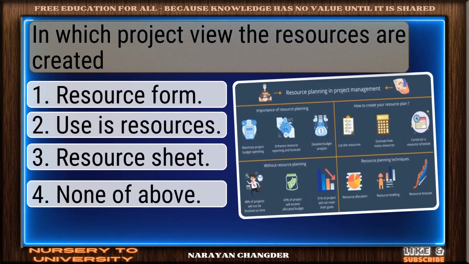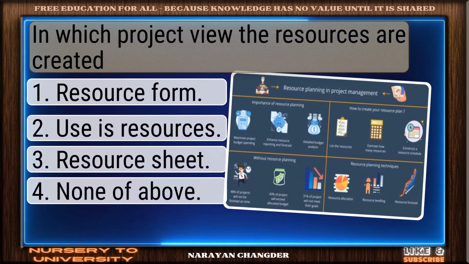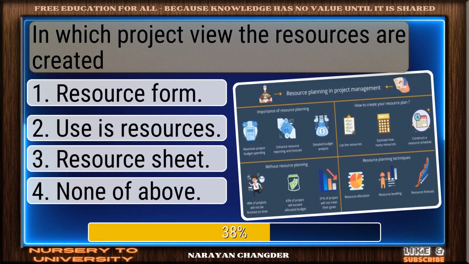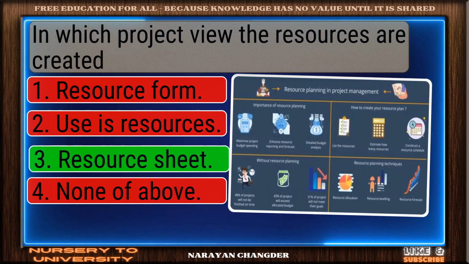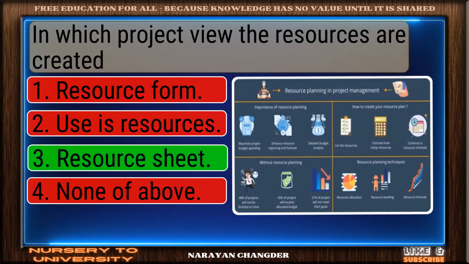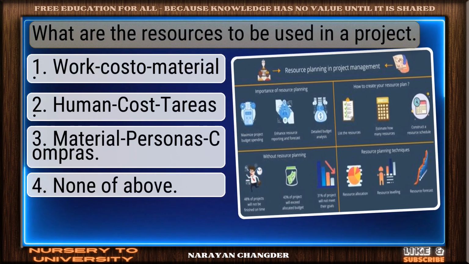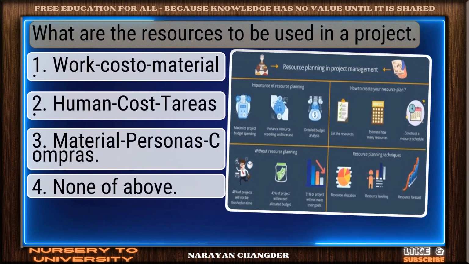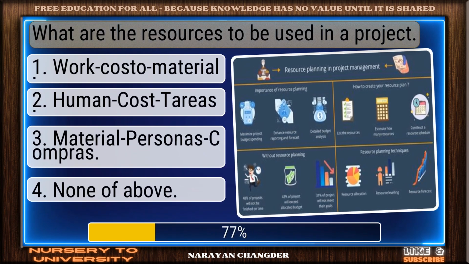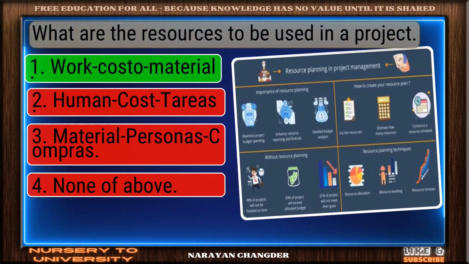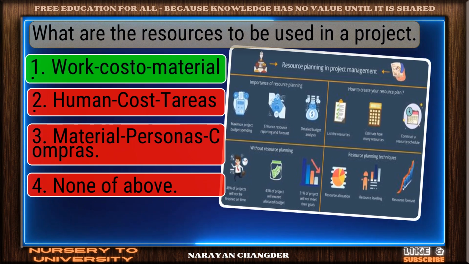Question number 31. In which project view are the resources created? Exactly. Resource sheet makes sense, and it is right choice. Question number 32. What are the resources to be used in a project? You chose work, cost or material, and it is correct.